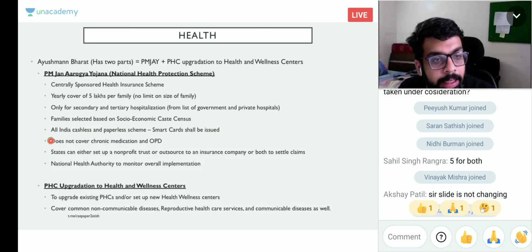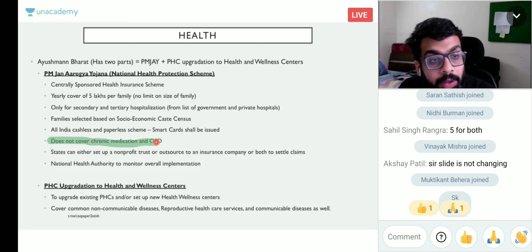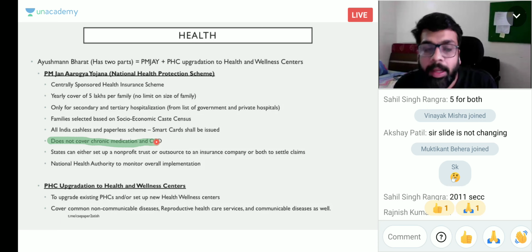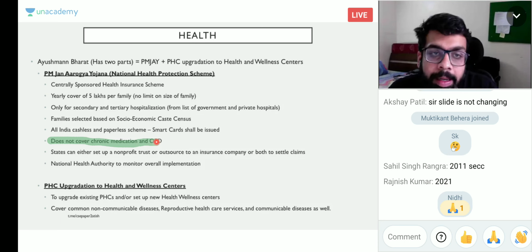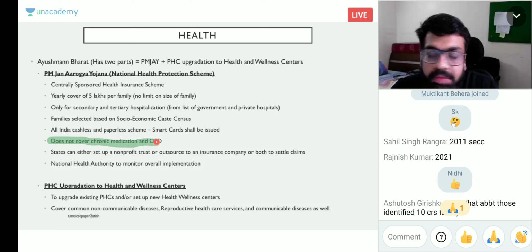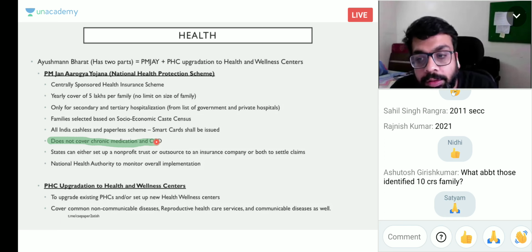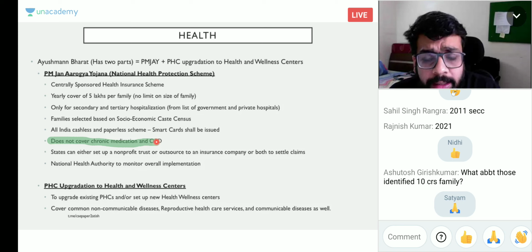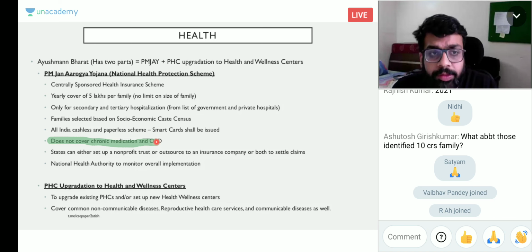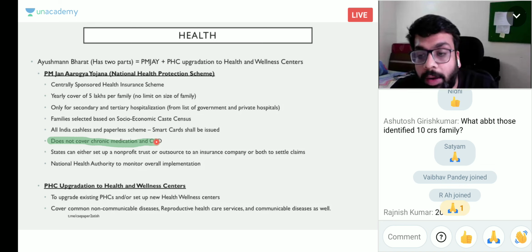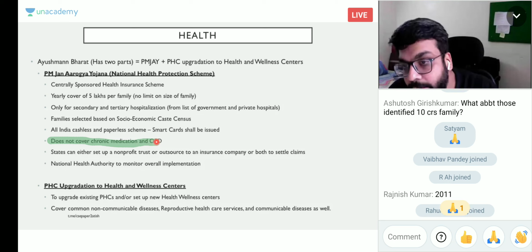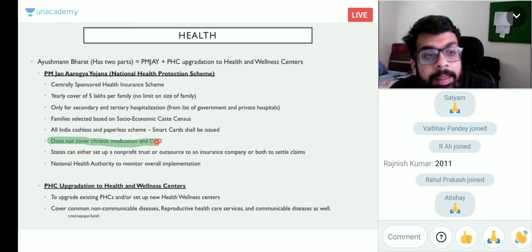Okay. Next, it does not cover chronic medication, which means if somebody has a BP problem and wants to take BP medication under Ayushman Bharat from the government, that's not going to happen. If you're just going to get a checkup done because you're feeling unwell, you have fever, that's not covered under Ayushman Bharat. You have to be hospitalized. OPD stands for outpatient departments. It's not needed. Okay. What about those identified in the 10 crore family is what this is.